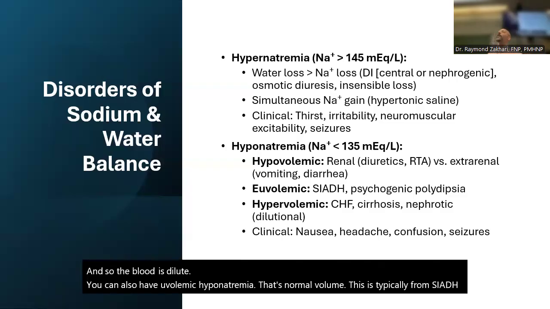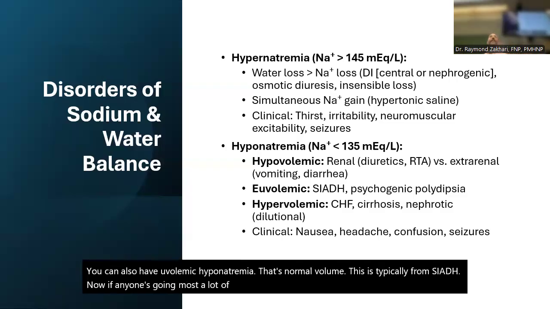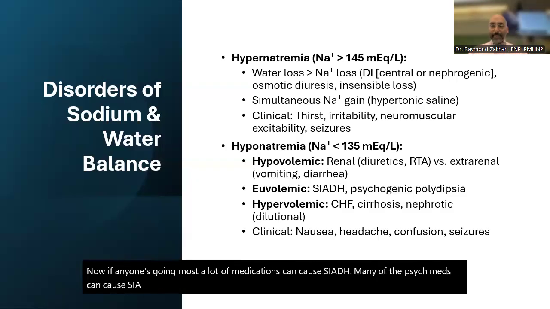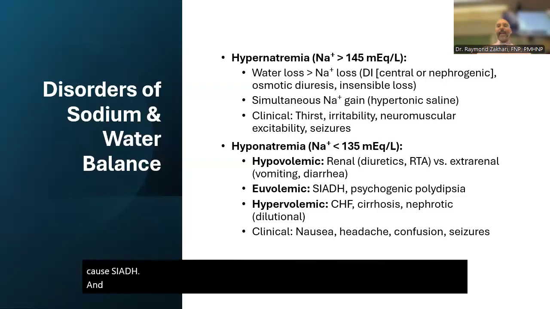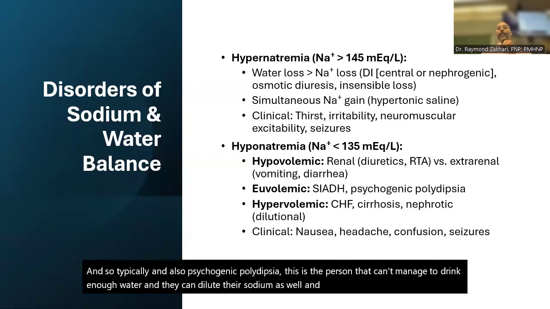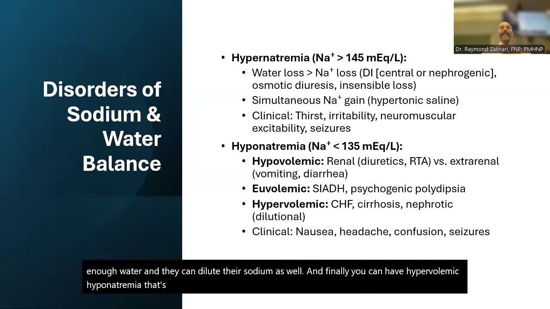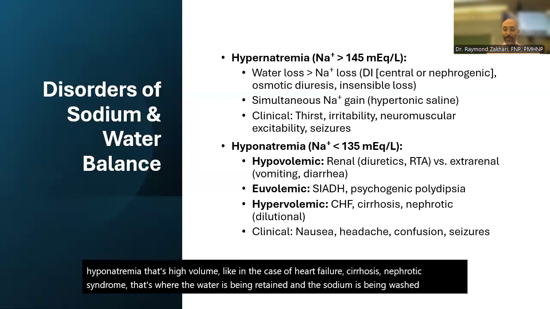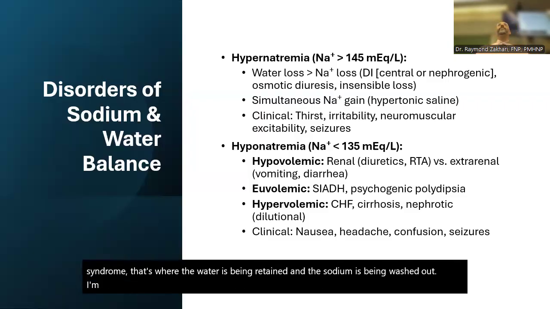Now, a lot of medications can cause SIADH. Many of the psych meds can cause SIADH. And also psychogenic polydipsia. This is the person that can't manage to drink enough water and they can dilute their sodium as well. And finally, you can have hypervolemic hyponatremia. That's high volume, like in the case of heart failure, cirrhosis, nephrotic syndrome. That's where the water is being retained and the sodium is being washed out. The water is being retained, therefore we're diluting the sodium.